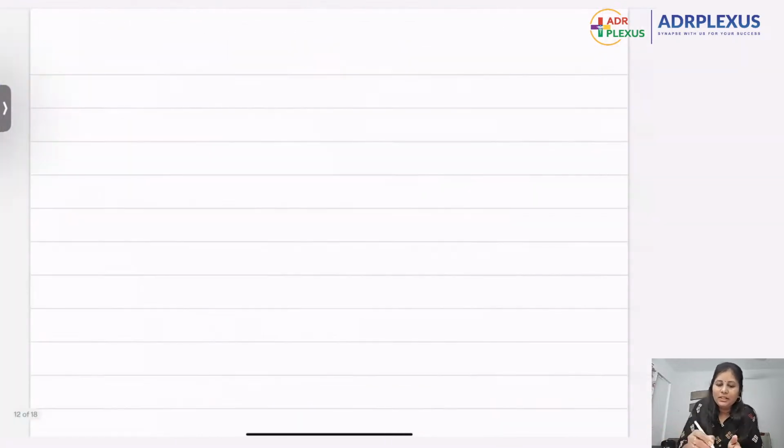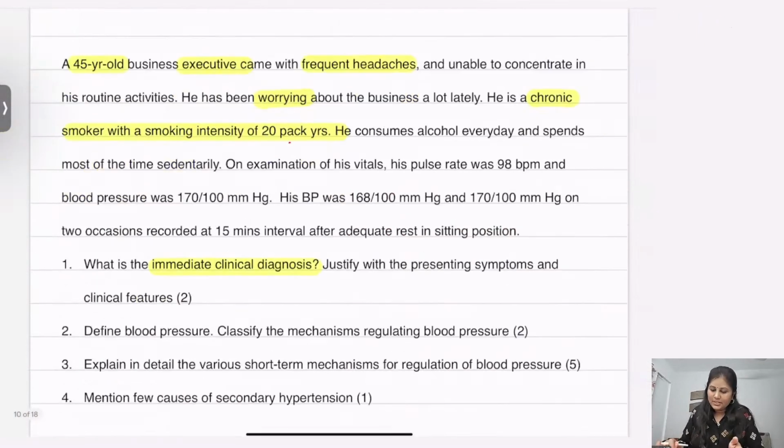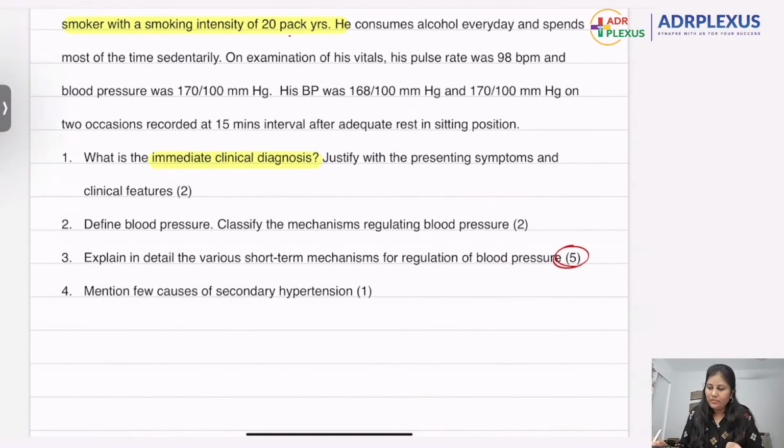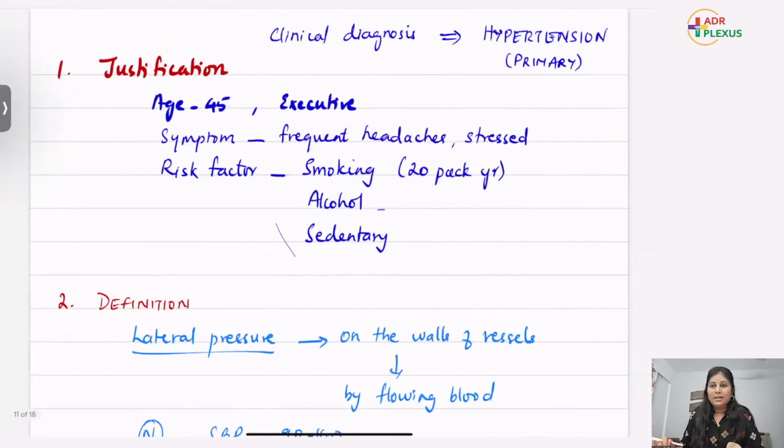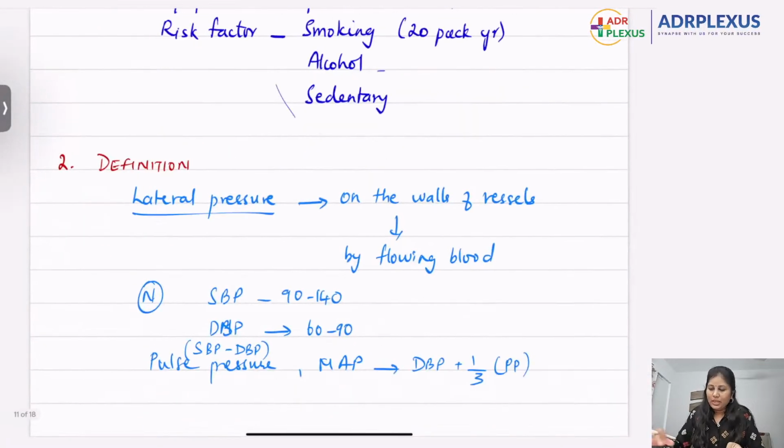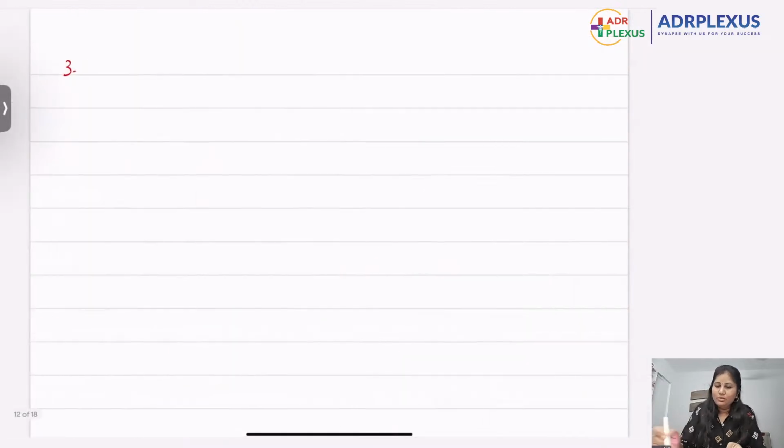Now we'll go to the third part of the question. This is the core part, which carries 5 full marks. Oh, one more part is missing, we have missed: classify the mechanisms of BP regulation. So along with the definition, they have also mentioned the classification. How will you classify?